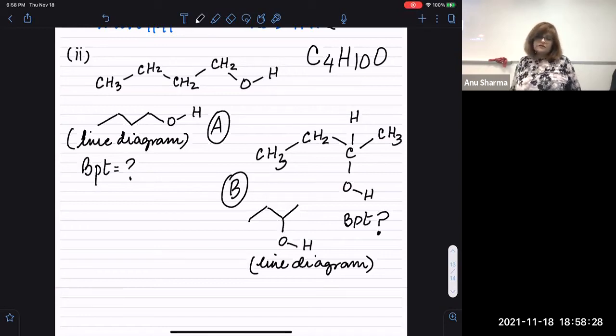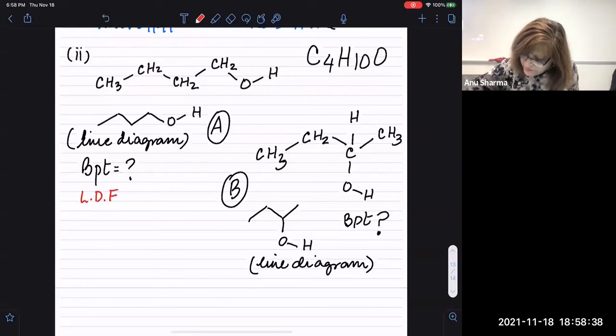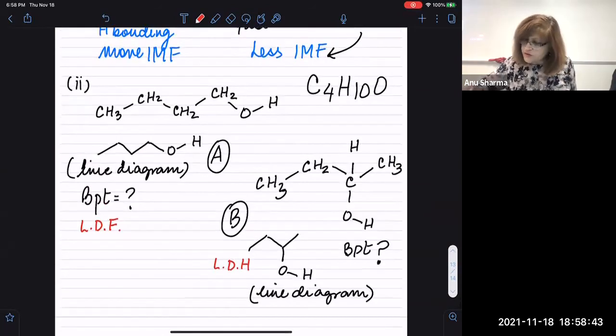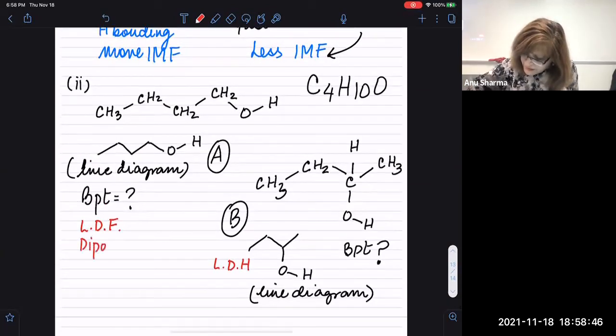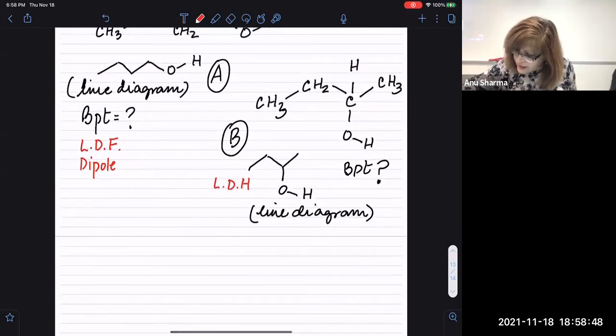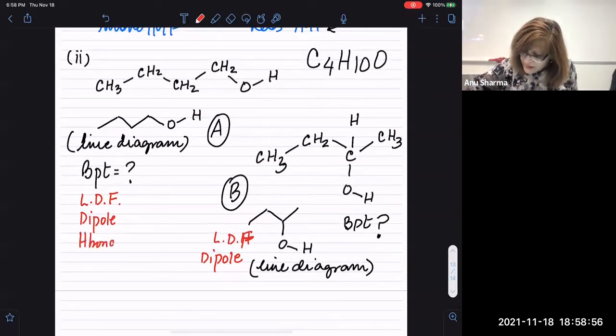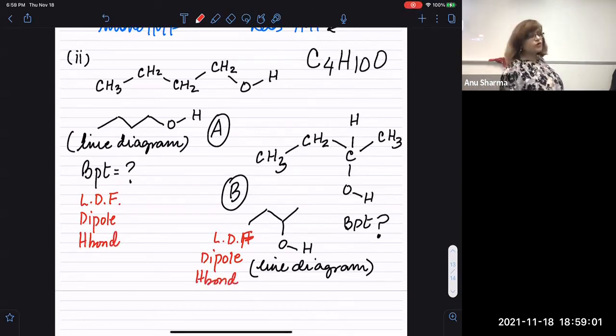We covered this a little bit. Both of them will have hydrogen bonding, right? Both have London dispersion. This one also has a dipole because one end is polar and the other is not. This one also has hydrogen bonding. So now what's the deal? Which one will have the higher boiling point?